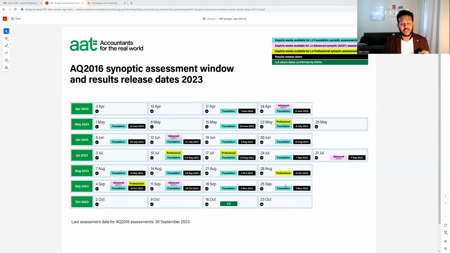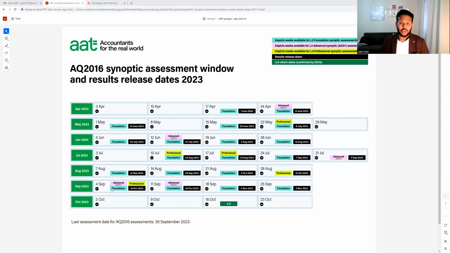So if this is the case, what happens if you cannot pass your Synoptic exam? Then what is the other option you have? For example, if you are doing level 3 Synoptic, the next exam we have for the level 3 Synoptic, we can see 4th of September or 11th of September. That means in August, we don't have any level 3 Synoptic. We have only in September, 4th and 11th.